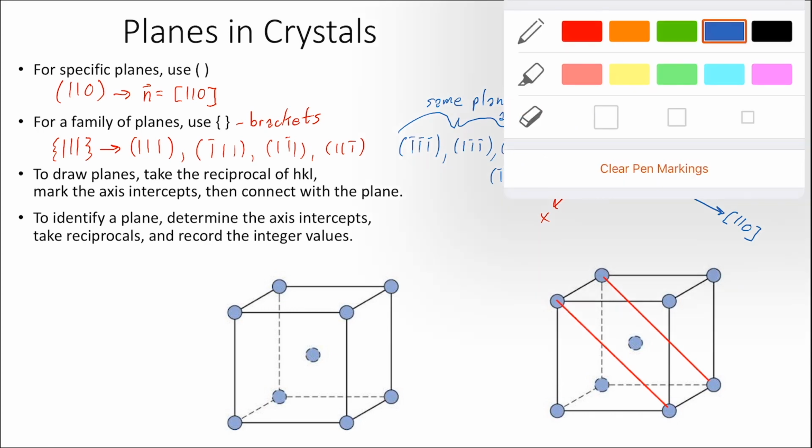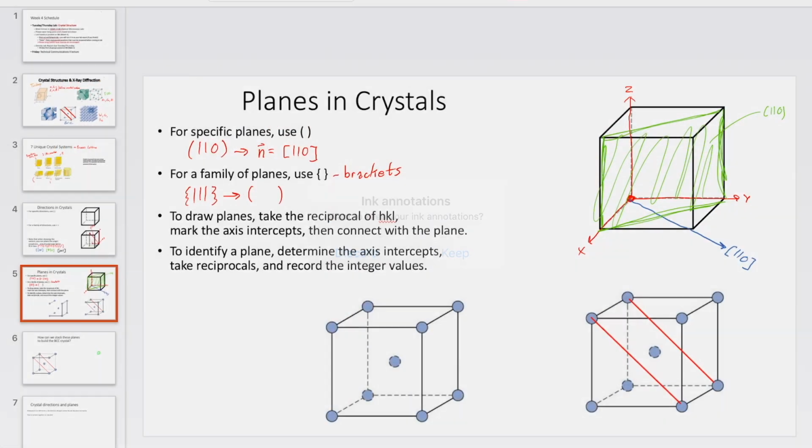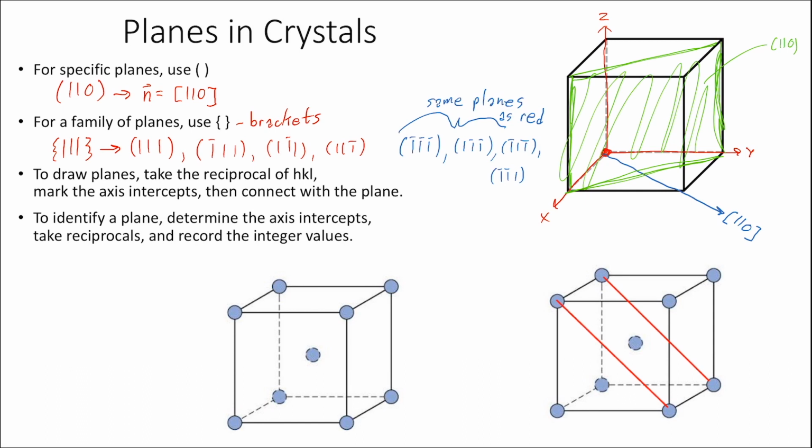All right. So now we're going to go into a little bit more detail on actually drawing the planes. The steps to draw a more complex plane are to first take the reciprocal of all of the HKL, the Miller indices, and then to mark the axis intercepts and connect the dots. So let's start off with a slightly complicated one. We're going to try to draw the plane 1, 2, 3. To start off, we're going to draw the origin, and draw in your coordinate system X, Y, and Z.